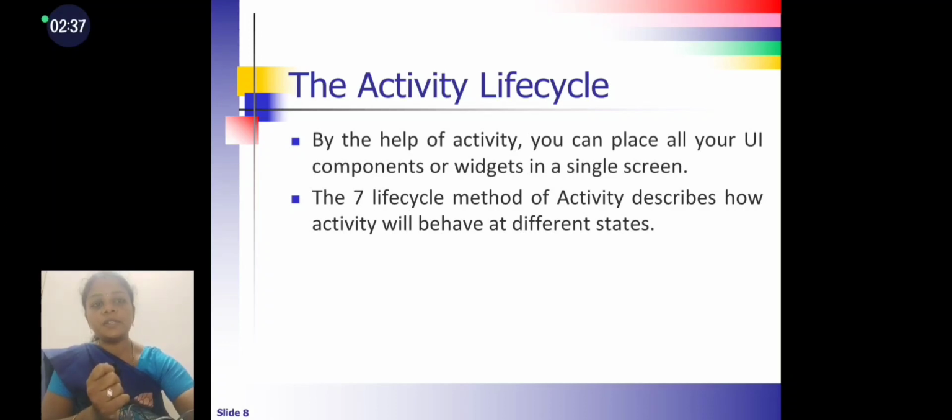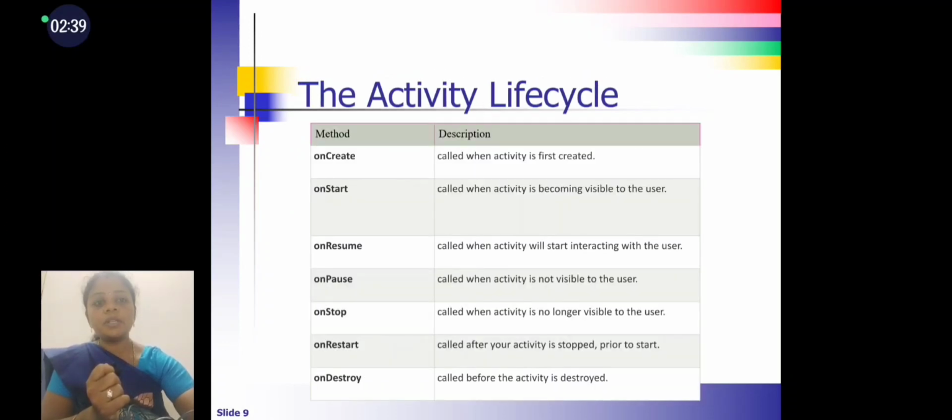which behave at different states. These are all the methods and their descriptions. onCreate is called when the activity is first created. onStart is called when the activity becomes visible to the user. onResume is called when the activity starts interacting with the user. onPause is called when the activity is not visible to the user. onStop is called when the activity is no longer visible to the user.